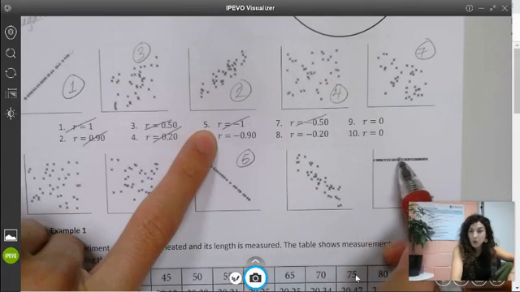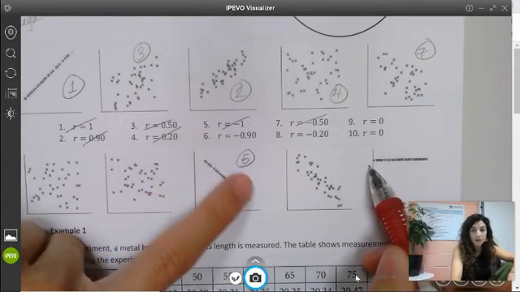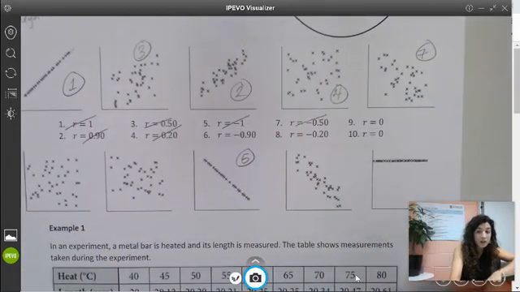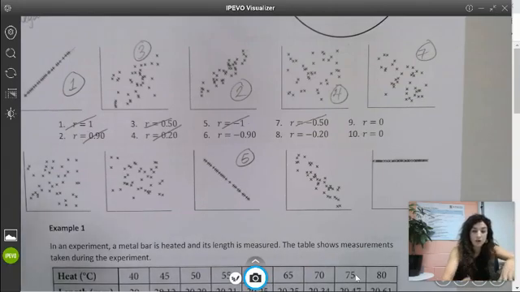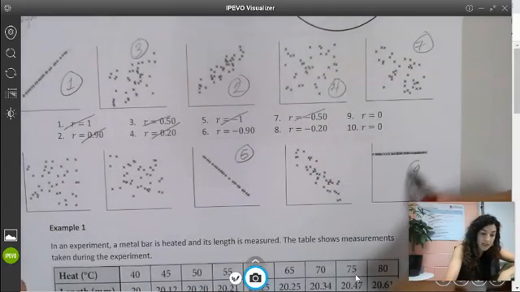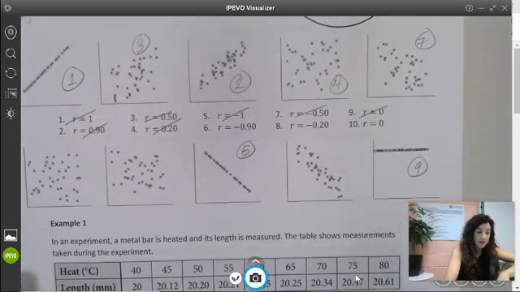This one has no correlation. Remember from our 8.1 notes that if it's straight across, no matter what is going on on the x-axis, whatever's happening on the y-axis will always be that number, which means there is no correlation. There's nothing that does anything between the two of them. There's no relationship. So this is going to be R equals 0.